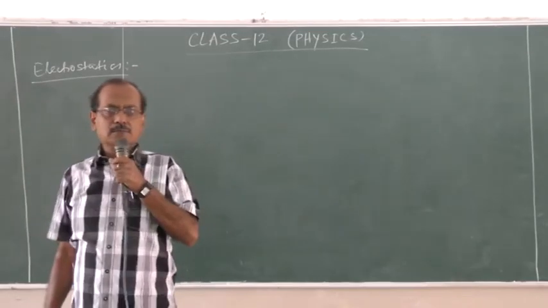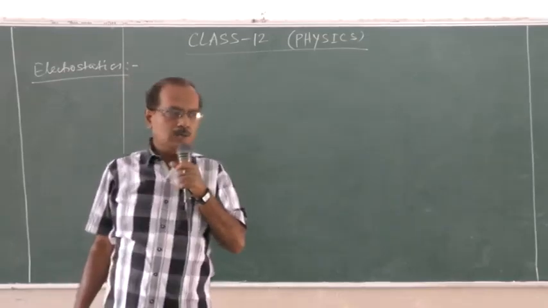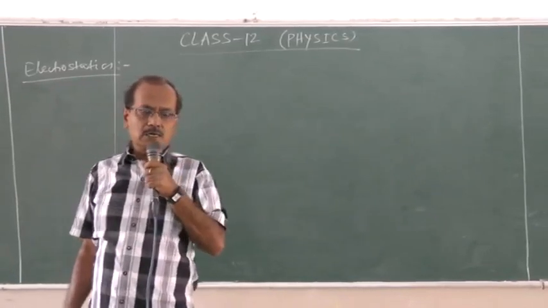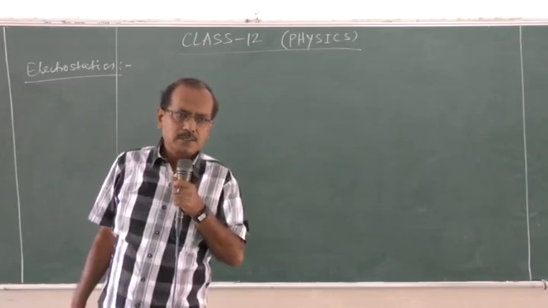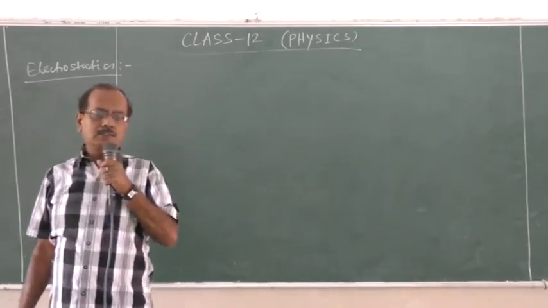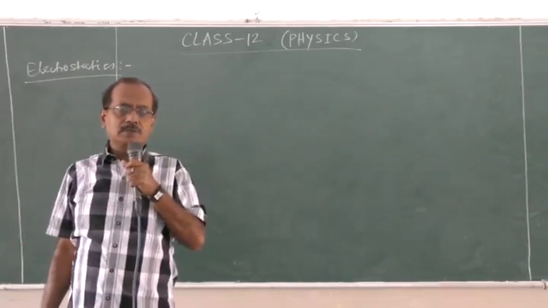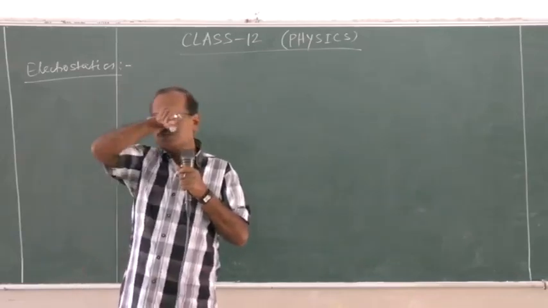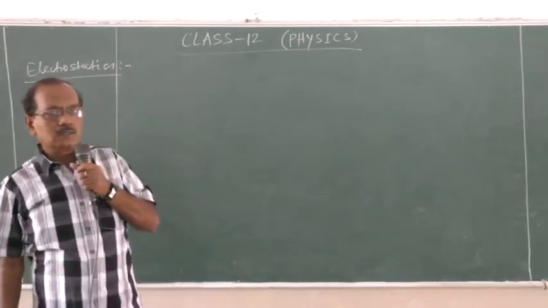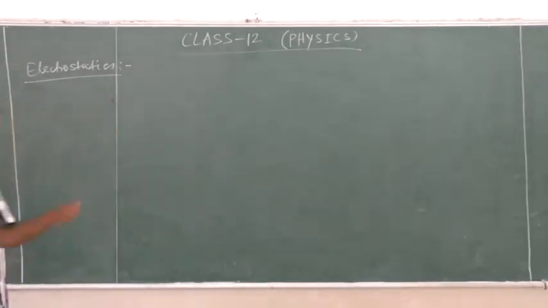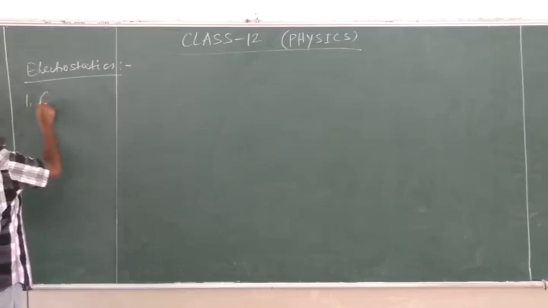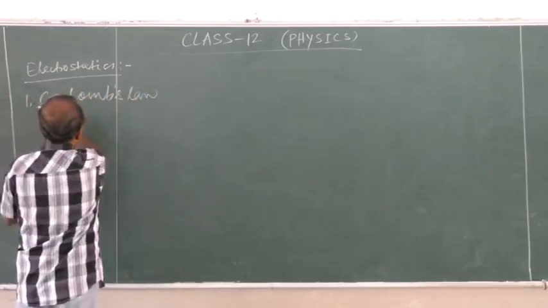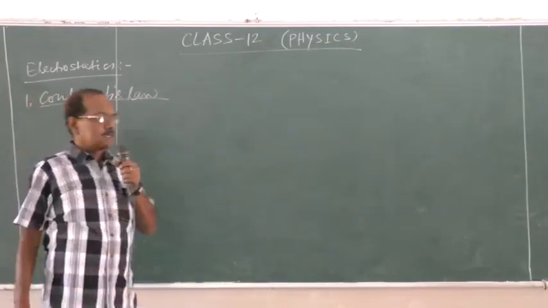Good morning. Today I am taking class 12 physics, that is electrostatics. We will start electrostatics. As we have done in previous classes about charge, there are two types of charges, positive charge and negative charge. These we all know. Now we will start directly from Coulomb's law in electrostatics.